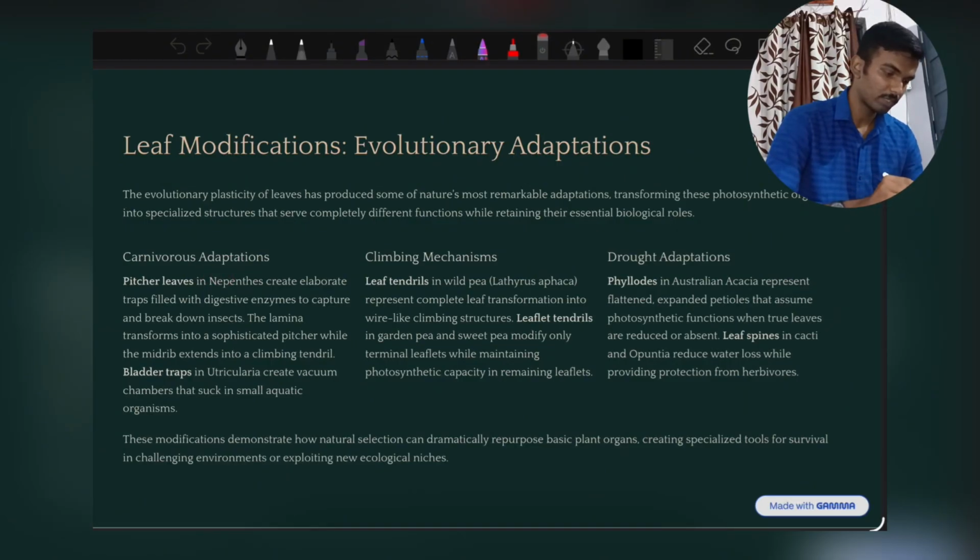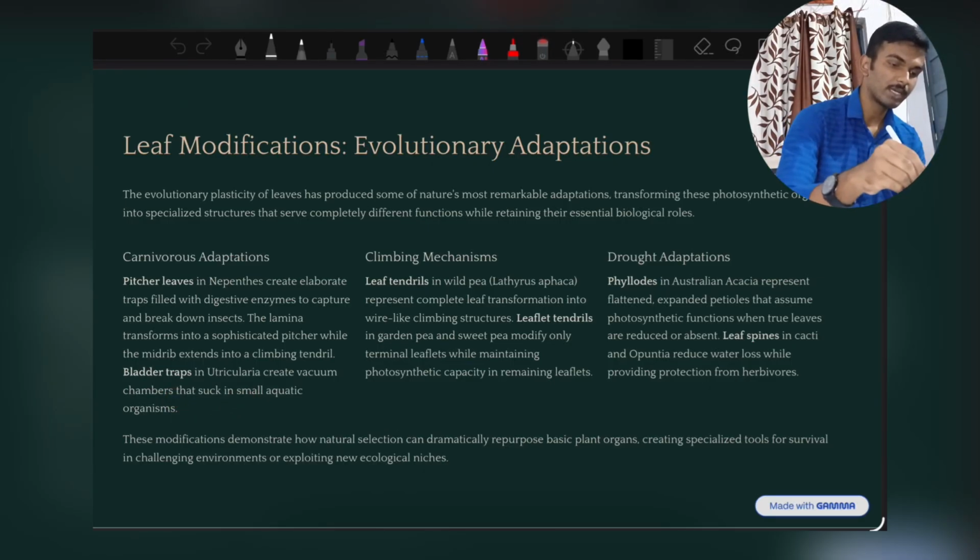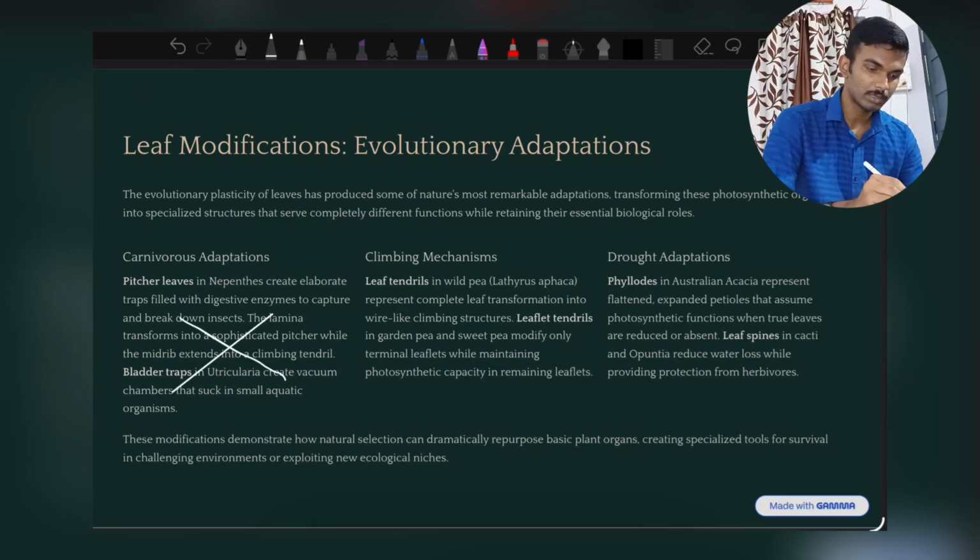Carnivorous adaptations. Pitcher plants in Nepenthes create elaborate traps filled with digestive enzymes to capture and break down insects. The lamina transforms into a sophisticated pitcher, while the midrib extends into a climbing tendril. Bladder traps in Utricularia create vacuum. Well, the examples are important, but the process is not so important. Climbing mechanism here.